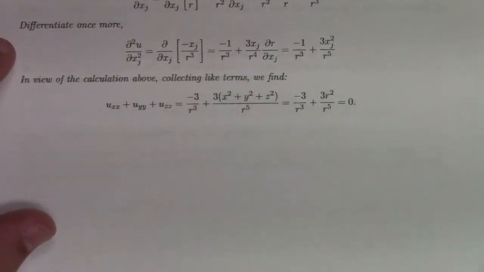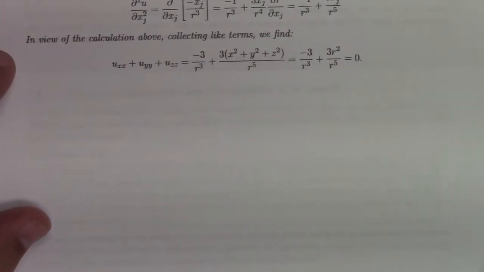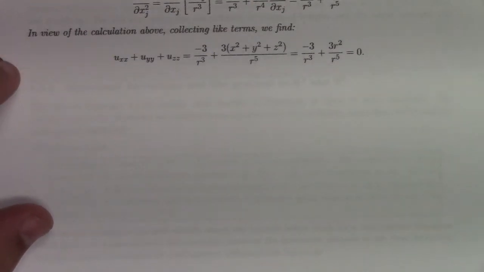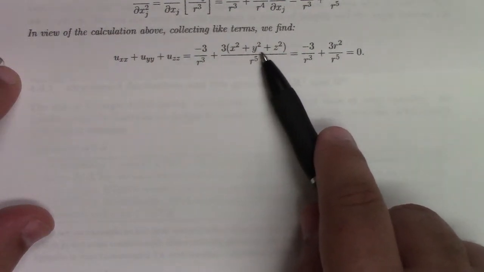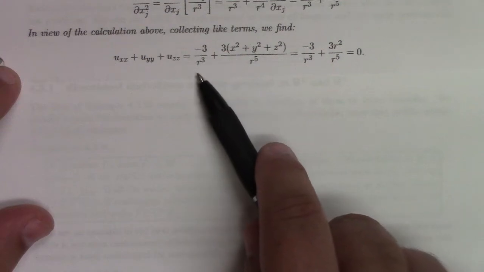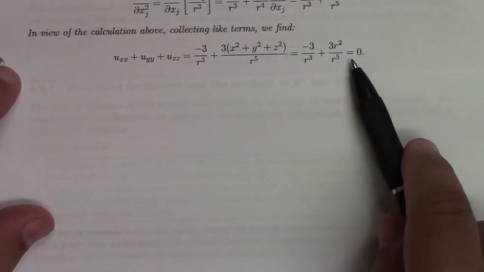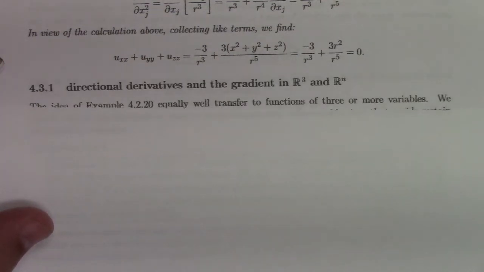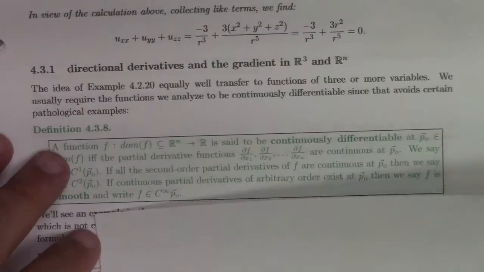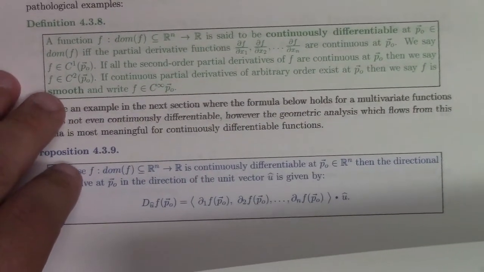And so if you collect terms and go back to the other notation, you've got that uxx plus uyy plus uzz is minus 3 over r cubed plus 3 times x squared plus y squared plus z squared over r to the fifth. If you make a common denominator, this is 0, because if you cancel that, you get minus 3 over r cubed plus 3 over r cubed, so it's 0. Woohoo! All right, so there are some examples of partial derivatives of 3 or more variables. It's not really much different than what we've already done.